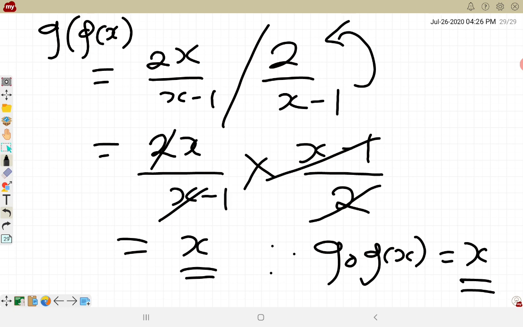Okay, so this is the example of function of a function. I believe it is very clear.